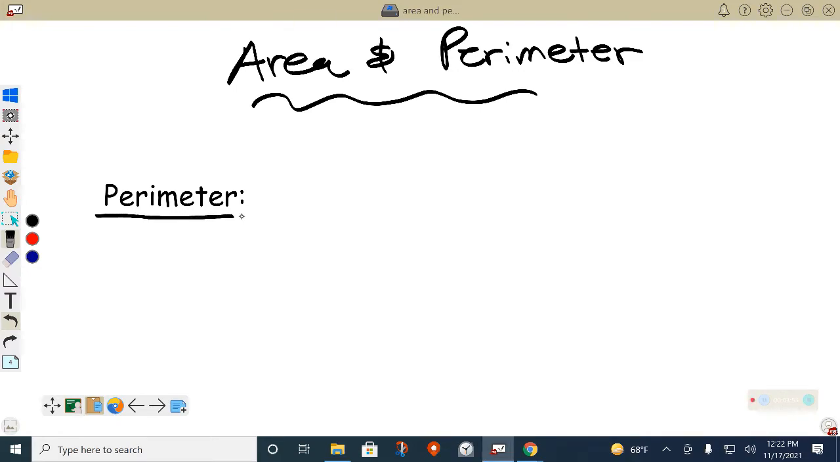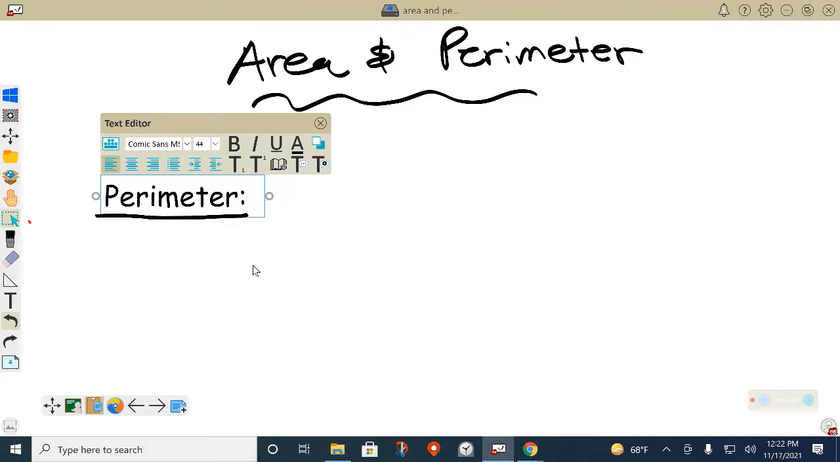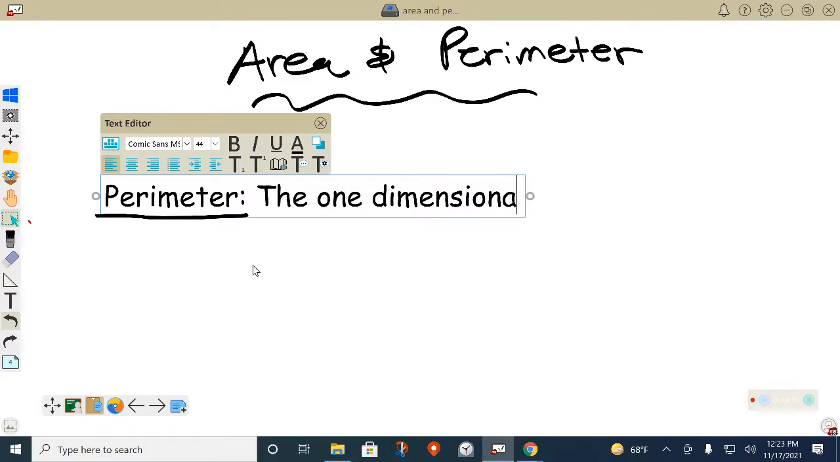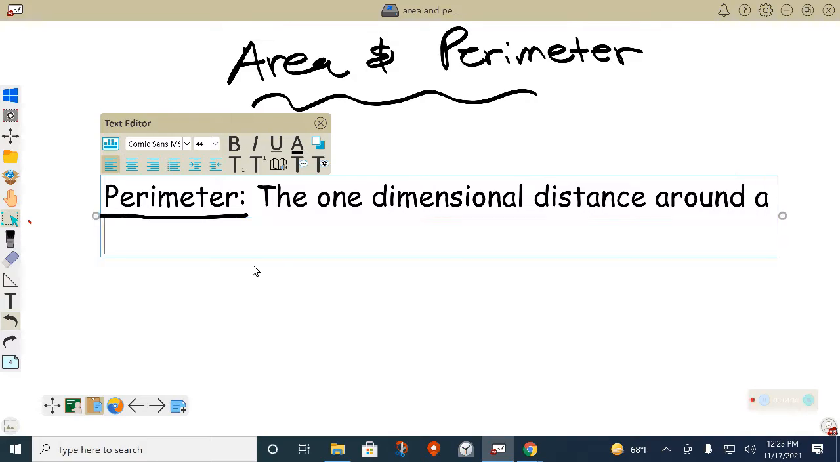Area and perimeter is the title. Let's define perimeter. Underline it. We're only going to define 2 words. Perimeter is, ready, here we go, the one-dimensional distance around a shape. Period.